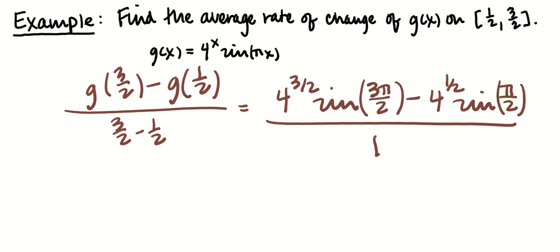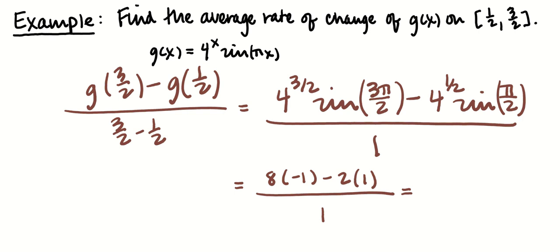Okay. Well, I know how to take 4 to the 3/2. You start by taking 4 to the 1/2 power, that's the square root of 4, that's 2. Take that to the 3rd power, so that's 8. Sine of 3 pi over 2 is negative 1. Minus 4 to the 1/2 power is 2. And sine of pi over 2 is going to be 1. And then I'll divide by 1, and I'll get negative 8 minus 2 more is negative 10. Okay, so that's the average rate of change of g over the closed interval 1/2 to 3/2.